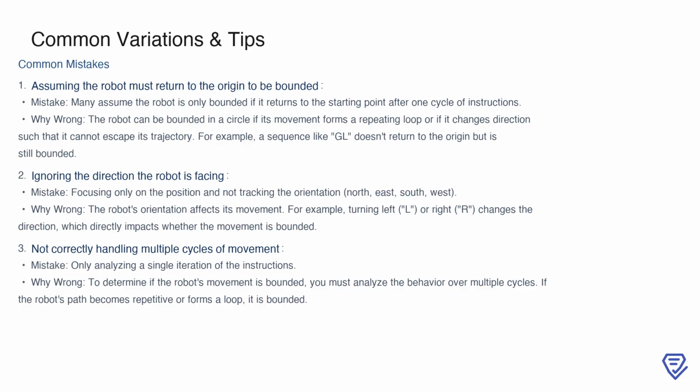Another frequent oversight is ignoring the direction the robot faces. While tracking the robot's position is important, its orientation, whether it's facing north, east, south, or west, plays a crucial role. A turn to the left or right directly affects the overall trajectory and determines whether the movement is eventually confined. Lastly, failing to consider multiple cycles of movement is another pitfall. You can't always determine boundedness after a single iteration of the instructions. By analyzing how the instructions behave over repeated cycles, you can identify if the robot's path eventually forms a loop or becomes repetitive, which indicates bounded movement.